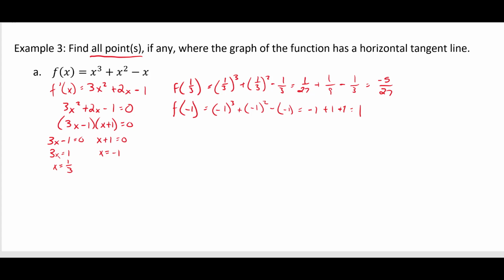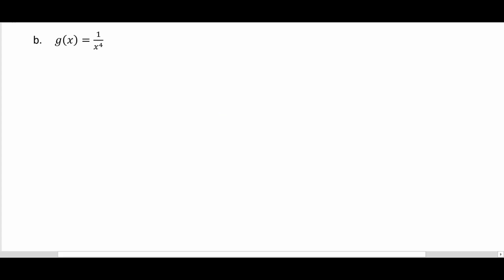So the points where this graph has a horizontal tangent line are (1/3, negative 5/27) and (negative 1, 1). So let's look at a second example. g of x equals 1 over x to the 4th. Well, remember, to differentiate this, we want to first rewrite it so we can use the power rule.